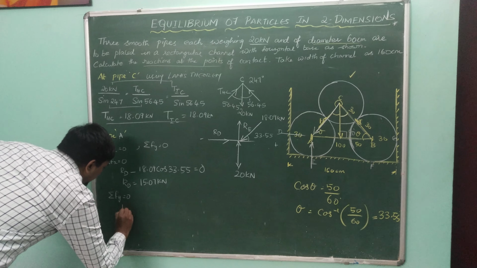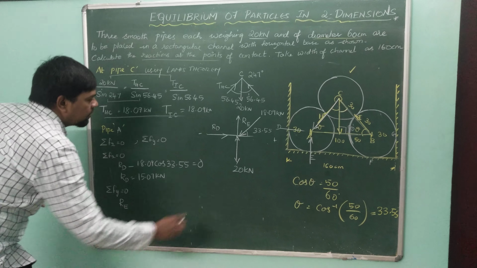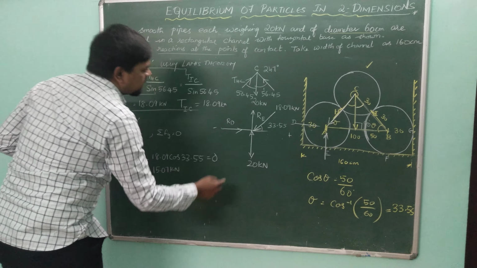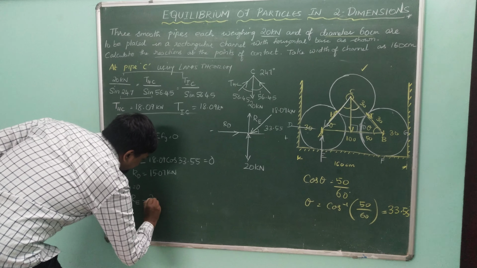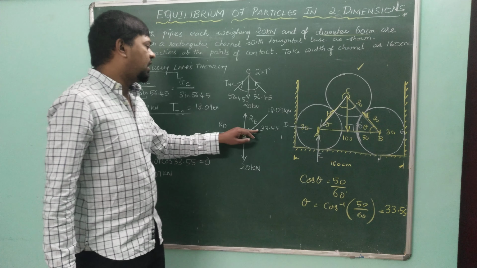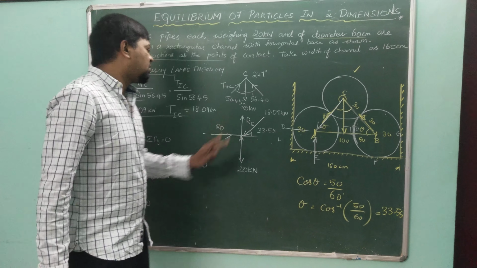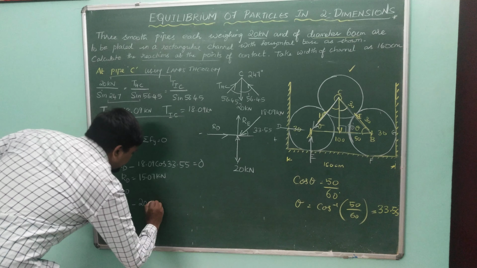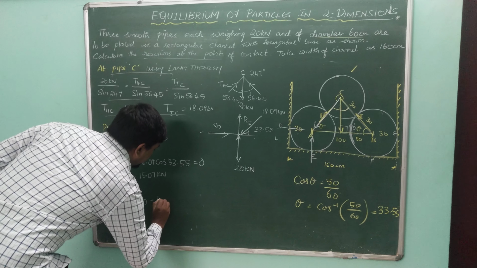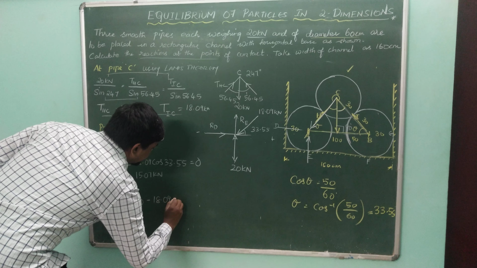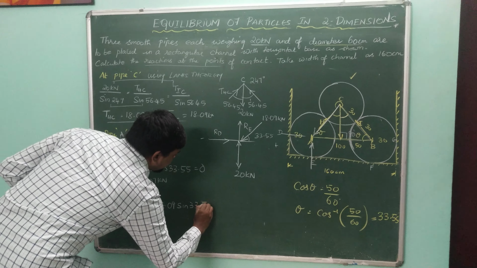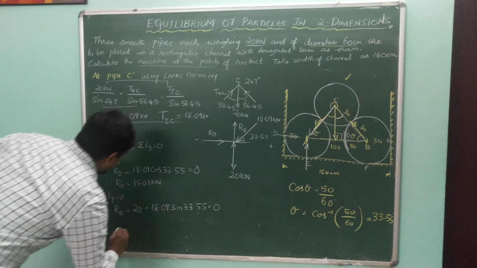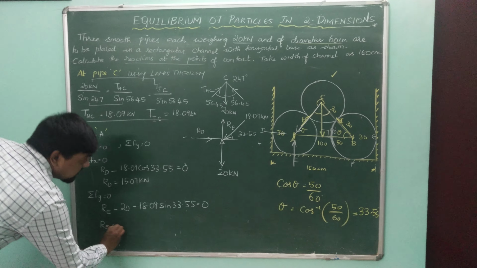Similarly, summation of force along the y-axis equal to 0, and we have two forces which are acting vertically, that is RE, acting upwards, and the sulfate acting downwards, that is minus 20. Then we have another force, the vertical component, that is minus 18.09 sine 33.55 equal to 0. If you do the calculation, RE is going to be 30 kilonewton.